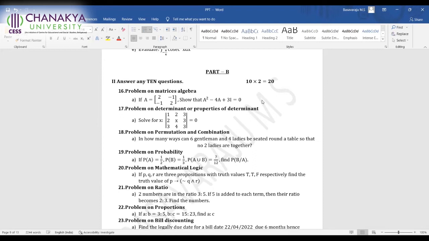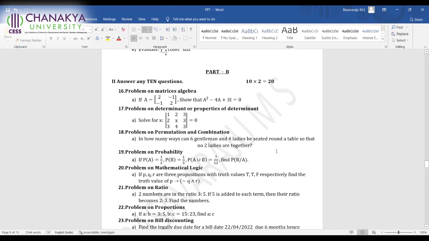That means they may ask for proofs of the properties of determinants. Hope you know there are 6 to 7 properties based on determinants. Be thorough with those properties and also the expansion of 3 cross 3 determinants, and you'll get another 2 marks. So the 16th and 17th questions are based on matrices and determinants. And the next question you can expect from permutation and combination.